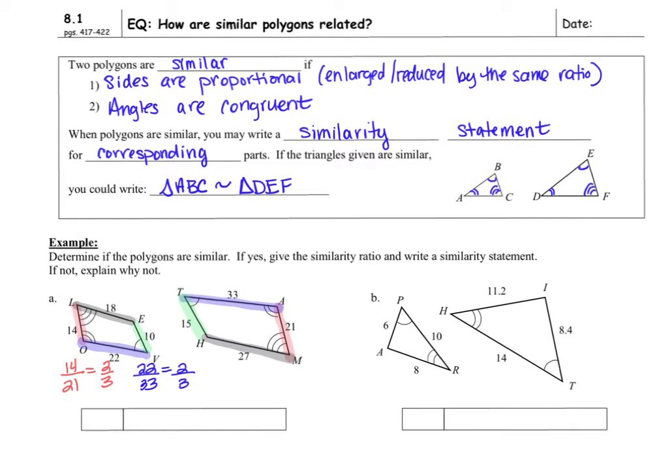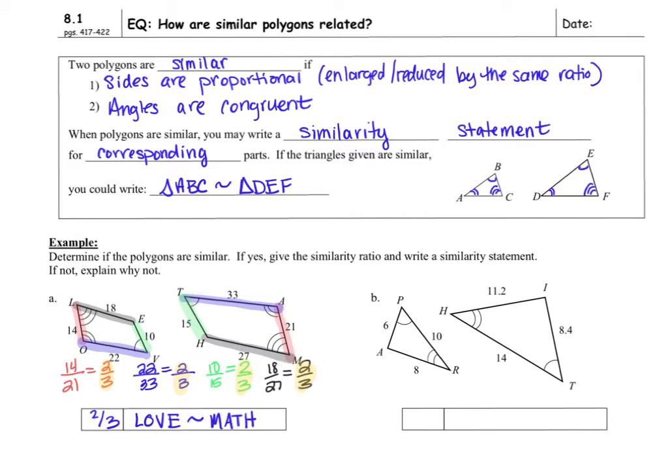Let's take a look at the green side. So we have 10 over 15. If I divide by 5 on top and bottom, I get 2/3. And lastly, 18 to 27, if you divide by 9 on top and bottom, you get 2/3 again. So notice that all of these sides, when simplified, all end up being 2/3. So that means that this smaller polygon, LOVE, is going to be similar to MATH.